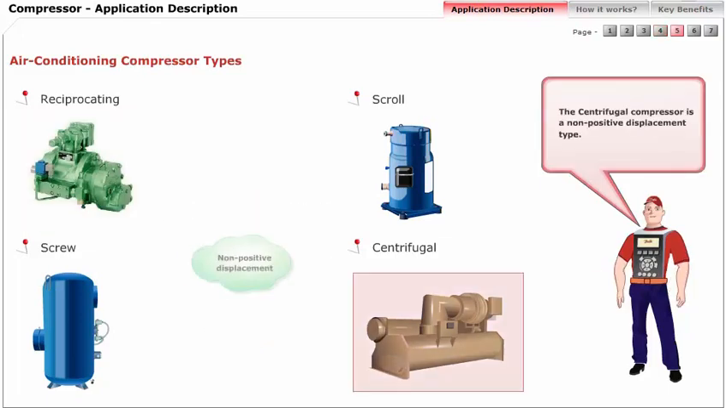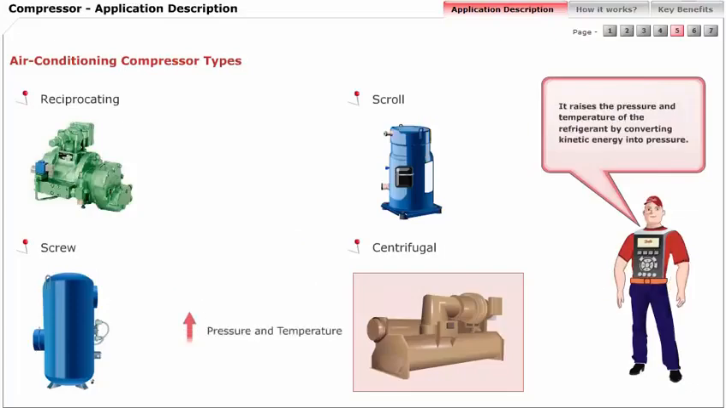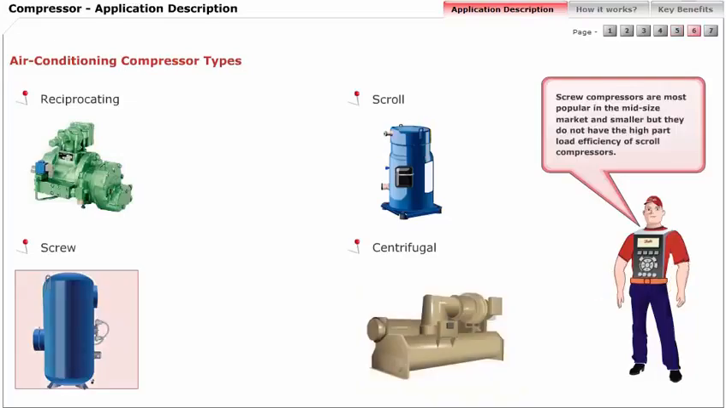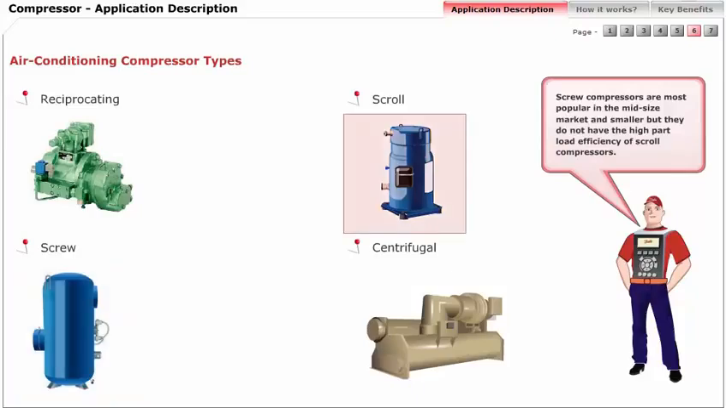The centrifugal compressor is a non-positive displacement type. It raises the pressure and temperature of the refrigerant by converting kinetic energy into pressure. Central plants usually have centrifugal chillers because of their large size. Screw compressors are most popular in the mid-size market and smaller, but they do not have the high part load efficiency of scroll compressors.